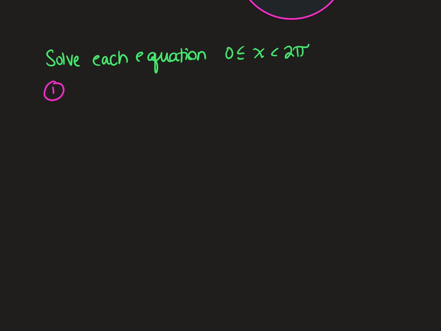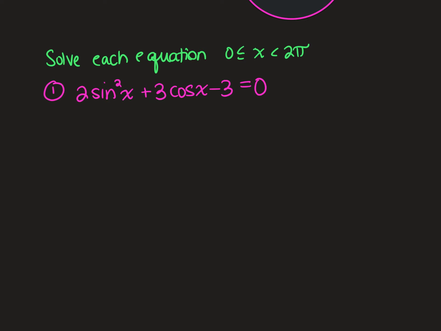Let's do 2 sine squared of x plus 3 cosine of x minus 3 equals 0. Some of you are like, oh, I can factor this. Well, kind of. Maybe not yet.